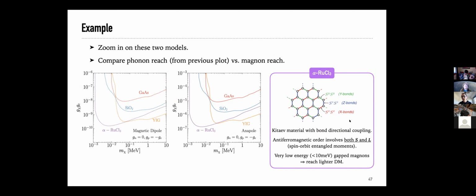One is that the magnetic order, which is antiferromagnetic, involves not only S, but also L, which means that we can also probe the dark matter couplings to the orbital angular momentum. And also, there are some magnon modes at very low energies, below about 10 meV, and that explains why we can reach much lighter dark matter masses in this material. But of course, since this is highly speculative, we're only using this as a benchmark for showing that if we can find a material with these features, we would expect a very similar reach as this one.